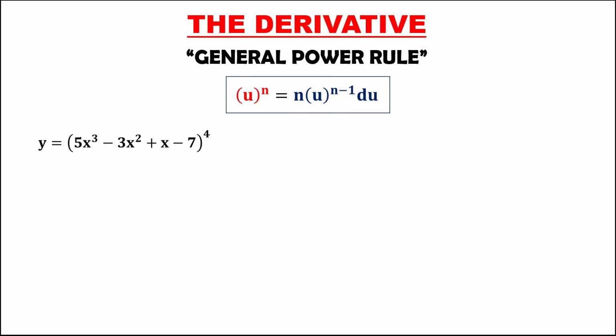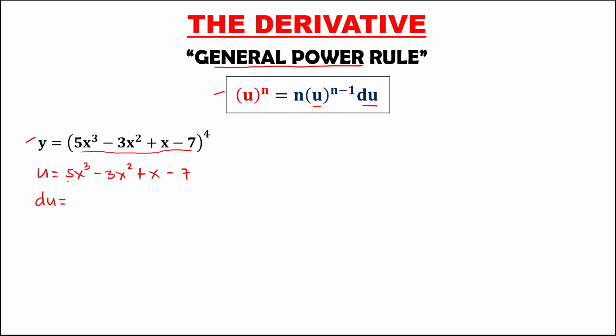So for this problem, to find the derivative for this general power rule, this is the formula. From this given, first we need to find the values for u and du. So u equals this inside the parentheses, so this is 5x to the power 3 minus 3x squared plus x minus 7. Then du equals the derivative of u.